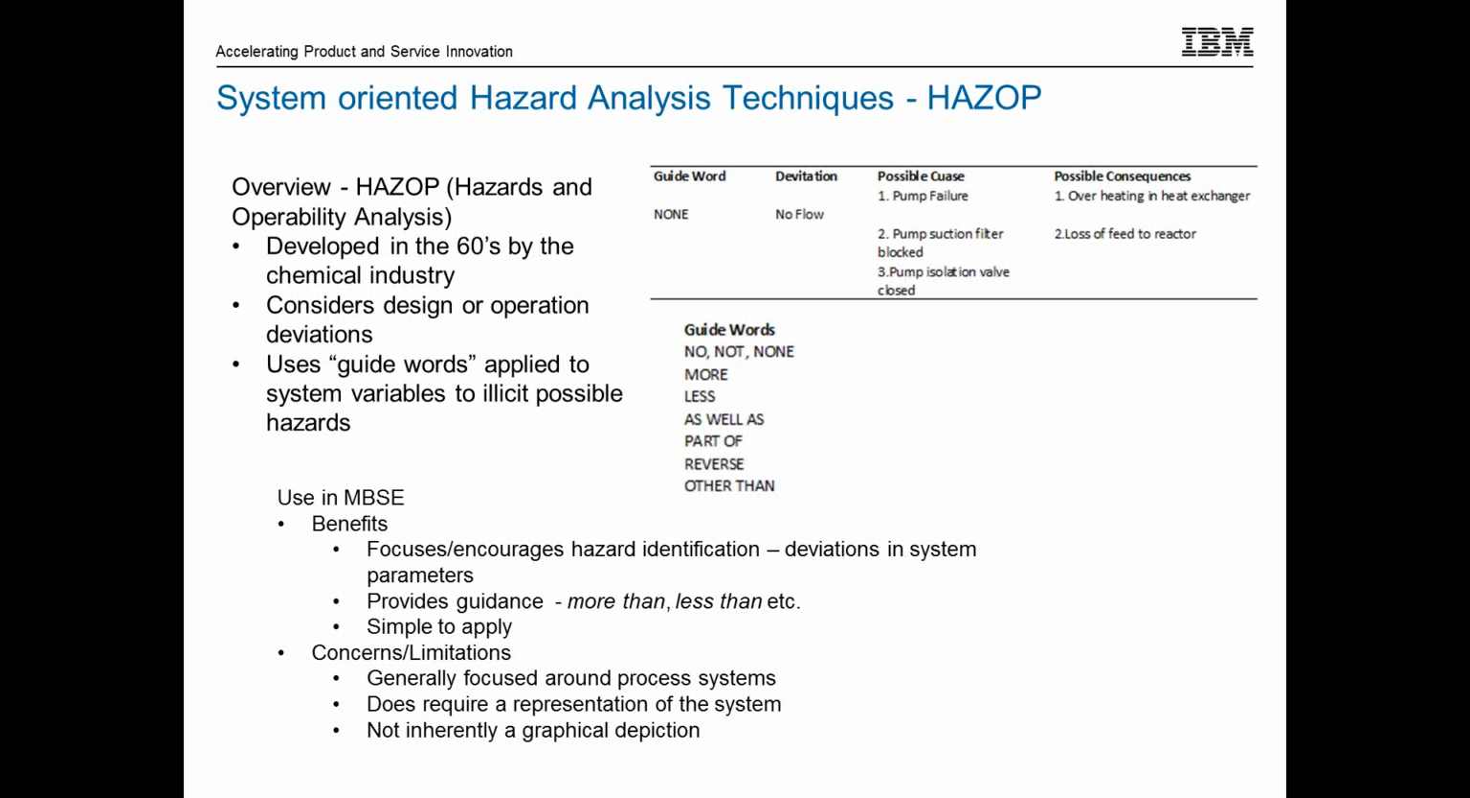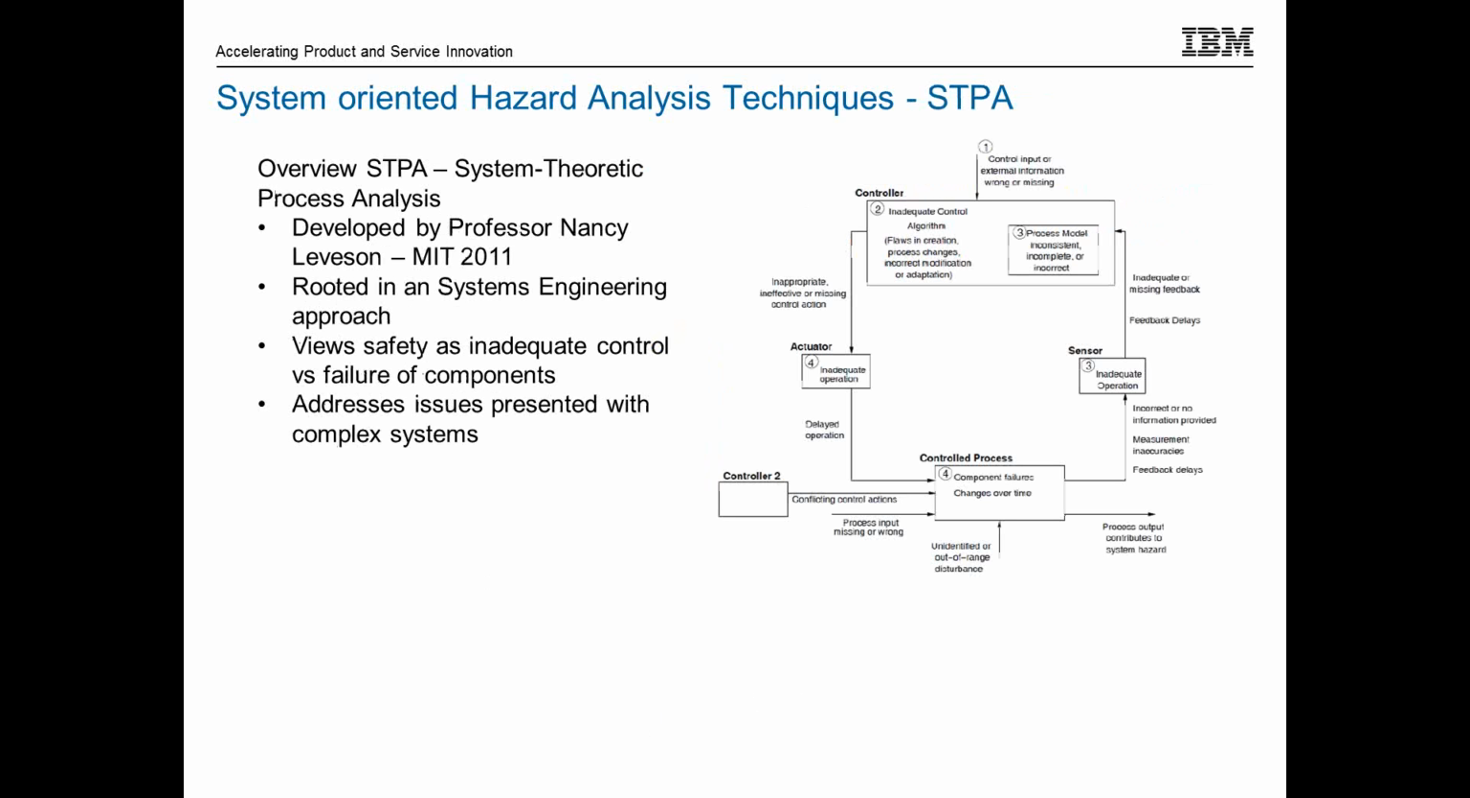using the guide words. There are some new techniques out there, STPA, System Theoretic Process Analysis. This was developed by Nancy Leveson. It is an approach that is inherently rooted in a systems focus, a systems engineering approach. Instead of viewing safety as failures of things, it views safety as inadequate control over a process. And so there is a graphical model that guides you into thinking about the different ways you could lose control over something.